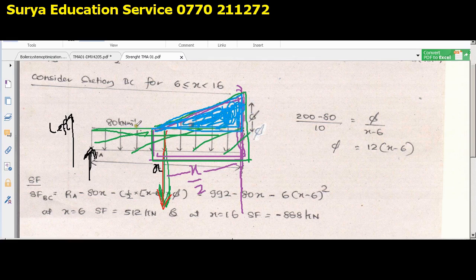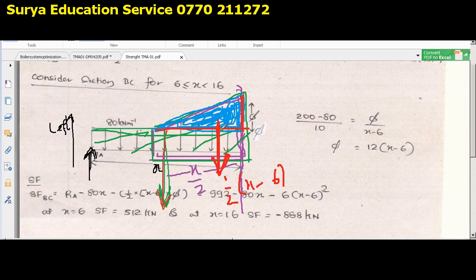So that means you know the area of this triangle. What is the area of this triangle? Half into base into height. And what is the distance to the center of gravity? One third from the height side. So this is the height side, right? So it's one third of this length. That means somewhere approximately here, because the center of gravity of this triangle acts here. That area gives the resultant force, which is half into base. What is the base? X minus 6, into this height. What is that height? 12 into x minus 6. That means 6 times x minus 6 squared, right? So that is the total force.